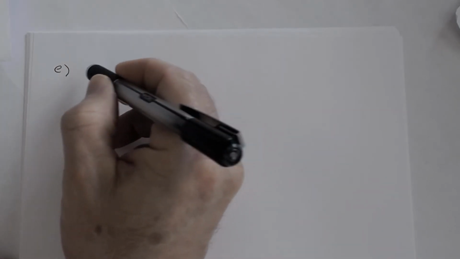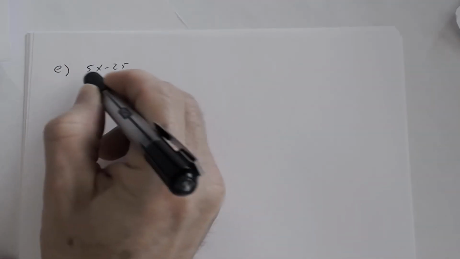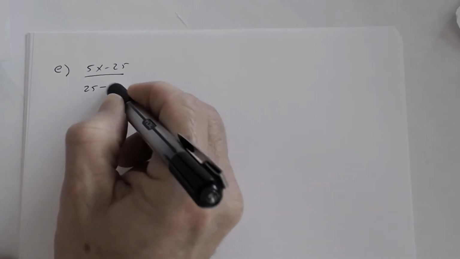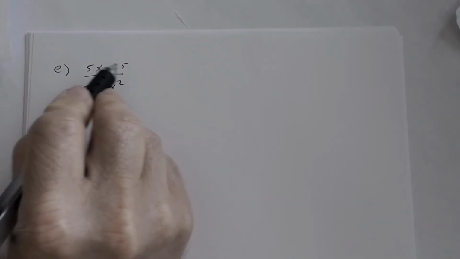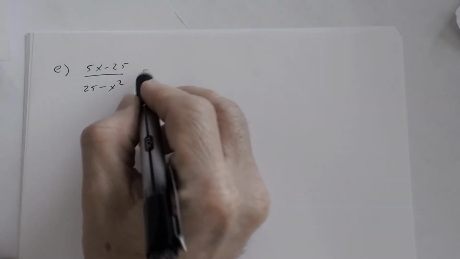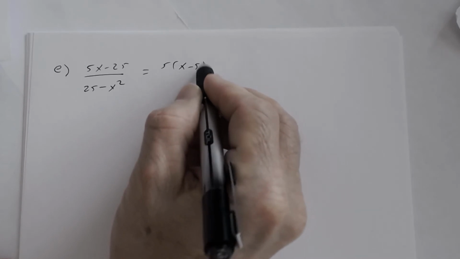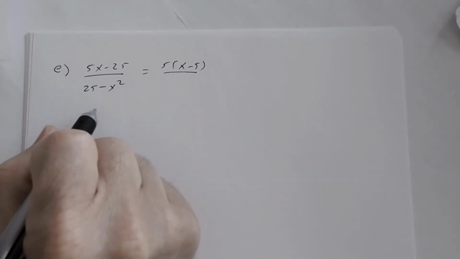So we have 5x minus 25 divided by 25 minus x squared. Okay, so again, I have to factor. Now in the numerator, I can factor out a 5. So I get 5 times x minus 5. Now many students get confused with this.